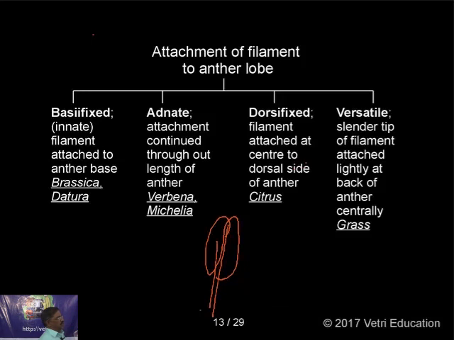This is dorsifixed. On the dorsal side, it is fixed at the center to the dorsal side. This you can find in citrus plants. And versatile, this is very interesting. The slender tip of the filament is attached slightly at the back of the anther so that the anther moves freely. This you can find in all grasses.